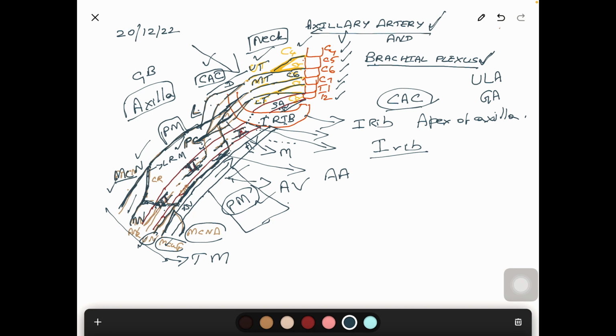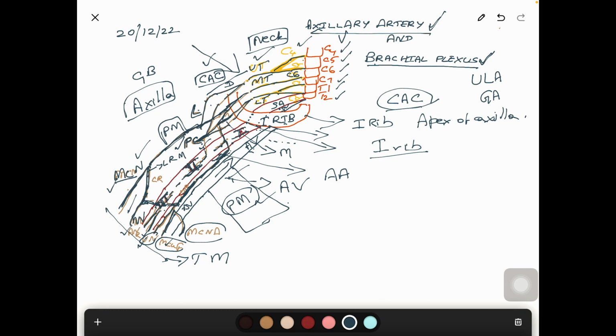Now this posterior cord, which is running posterior to the second part, gives many branches, upper subscapular, lower subscapular, nerve to latissimus dorsi, that will not be seen in relation with the axillary artery. We will see two important nerves. So these are two important nerves posterior to the third part of axillary artery: axillary nerve and radial nerve. So can you now tell the third part relations?